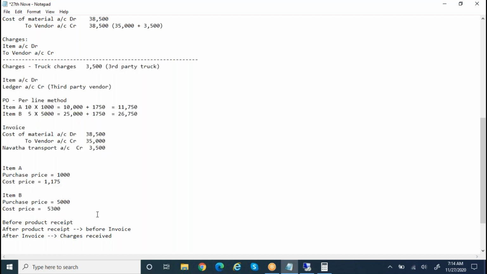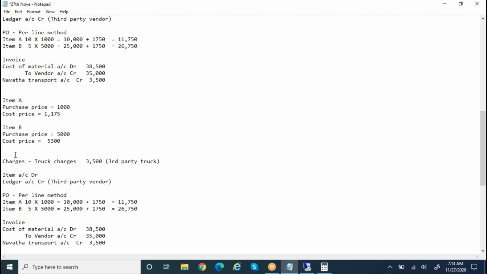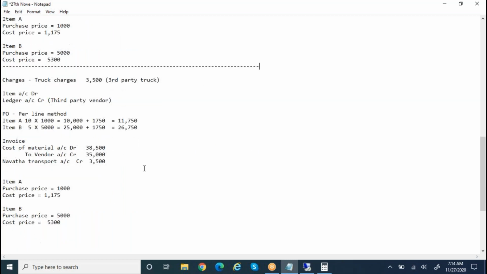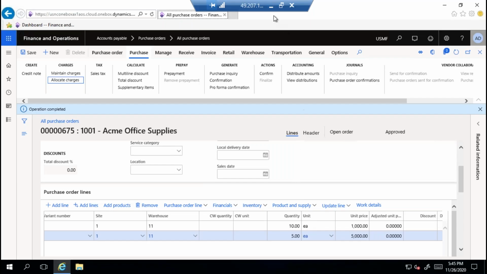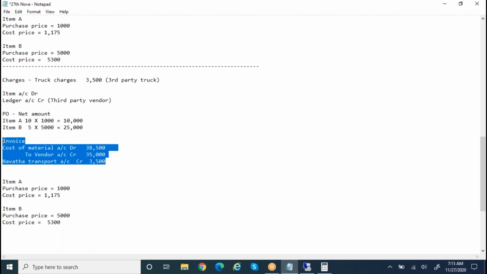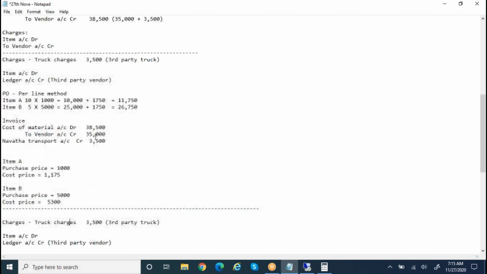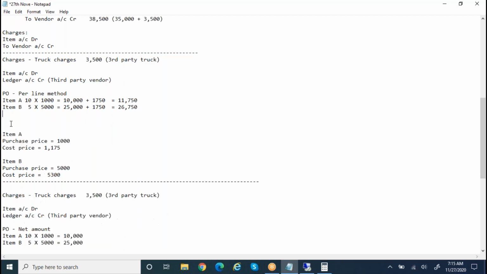So another method. This is not per line. Net amount, or proportionate. Net amount, how will it be? Okay, anyhow, this one is already required. Now 3500 is the truck charges. Here also I will make it upper side so that it will be clear for everyone.